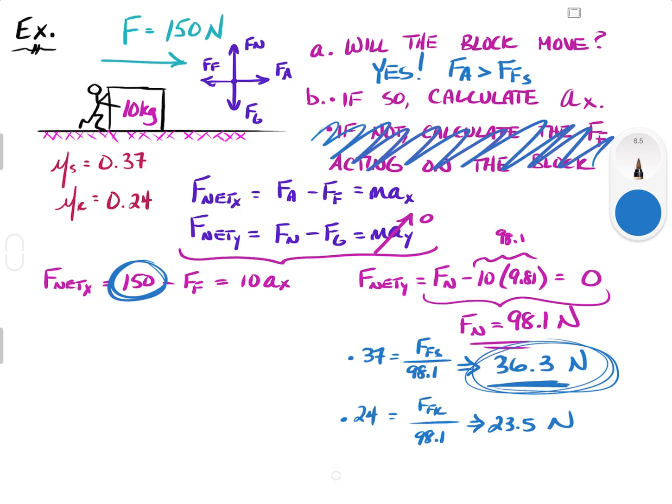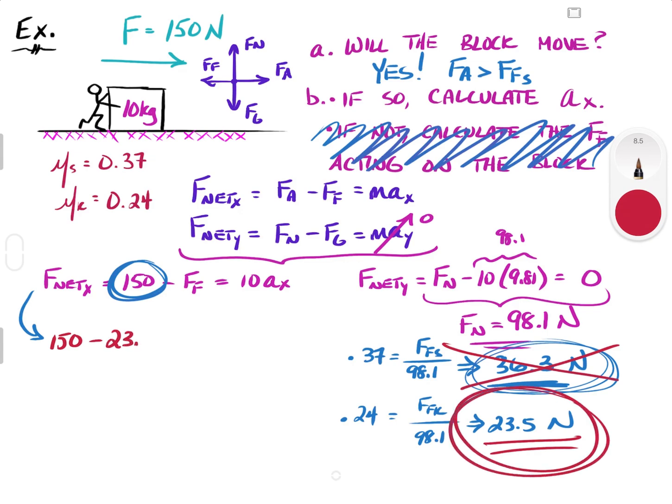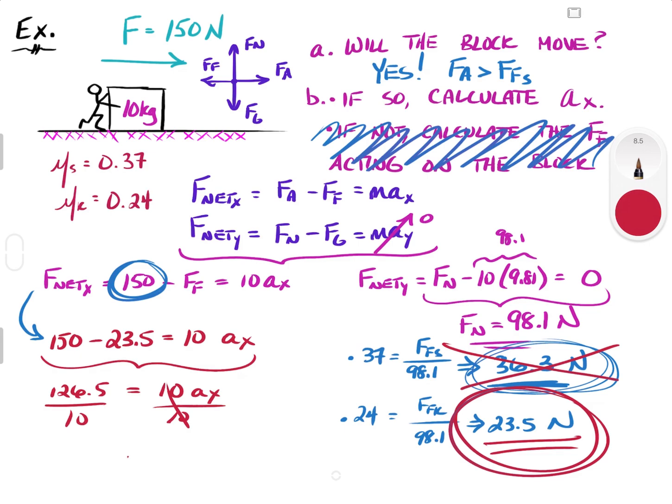Let's calculate the acceleration. So I'm going to go ahead and use this equation now, because now I know that since it is moving, I can ignore this value, and I must use kinetic friction, because kinetic means moving. So I come over here and I write out my F net x equation, but for Ff, I plug in my kinetic friction because this block is moving. The mass is 10, the acceleration is unknown. We've got 150 minus 23.5. That's going to be 126.5, which gives me 10 times the acceleration of the x. Divide both sides by 10. And you should find that this block will accelerate at 12.65 meters per second squared to the right.